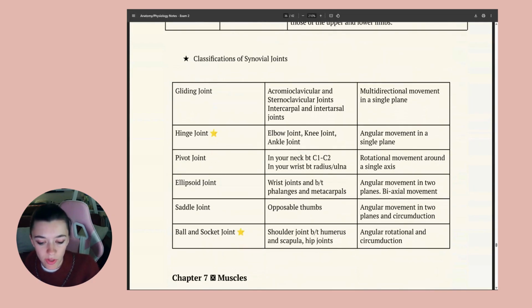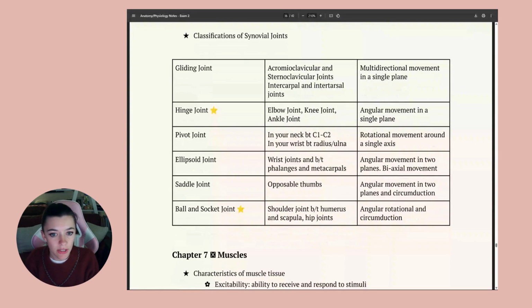Classifications of synovial joints. These ones are just a little bit more important. So you have your gliding joint, hinge, pivot, ellipsoid, saddle, and ball and socket. These ones you can physically understand a little bit more. So the gliding joint, these are multi-directional movement in a single plane. So, a lot of directions you move it, single plane though.